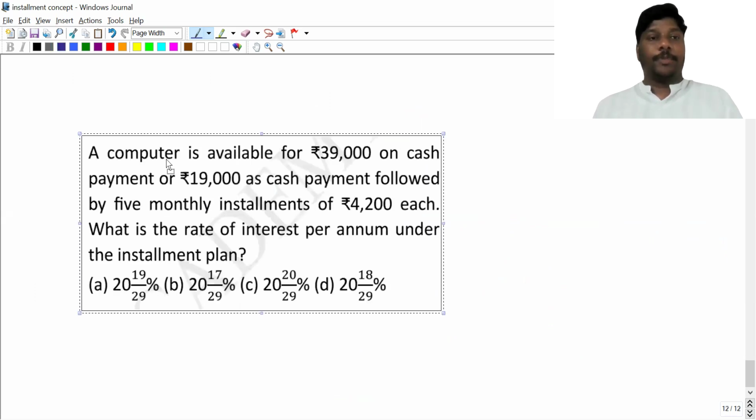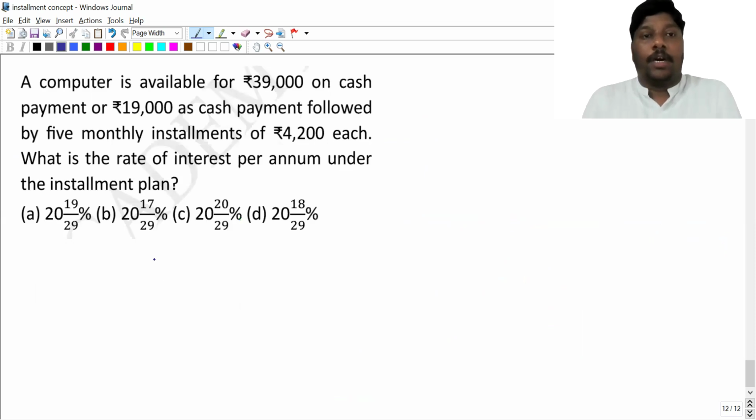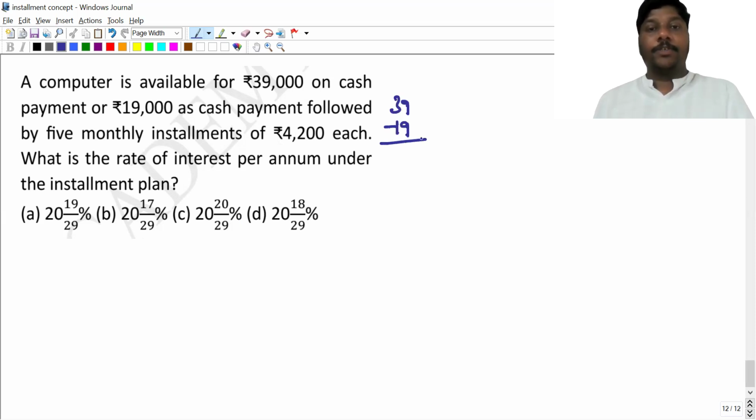Look at one more question based on it. A computer is available for 39,000 cash, or 19,000 as a cash payment followed by 5 monthly installments of 4200 each. What is the rate of interest per annum under the installment plan? So 39,000 minus 19,000 you are anyway paying, which means your principal is only 20,000, right?